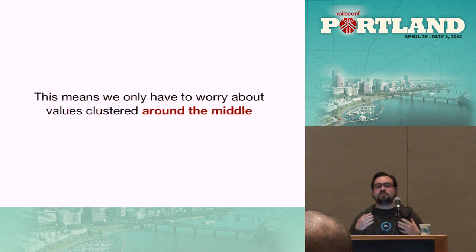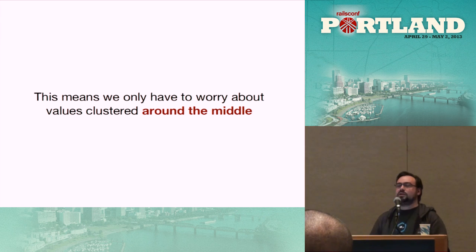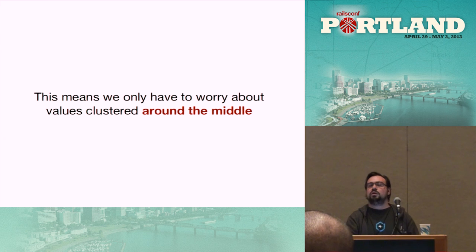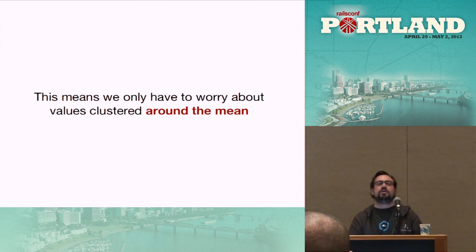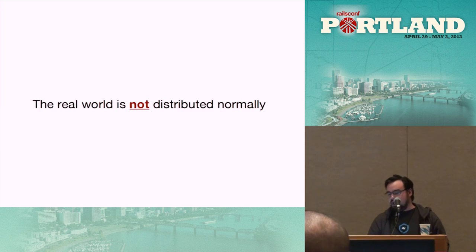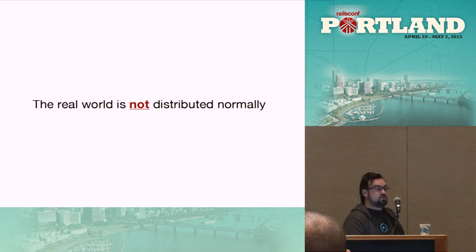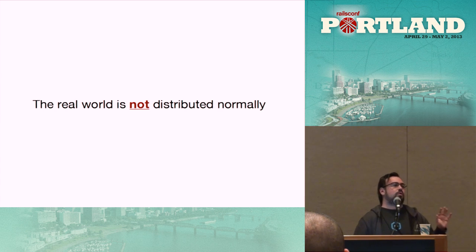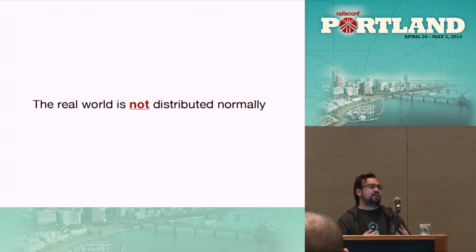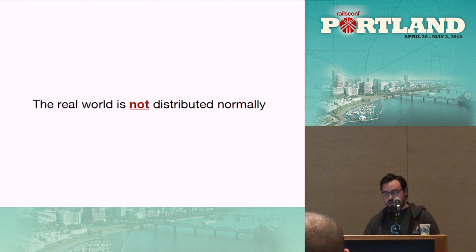Again, I think what this makes you feel like is we only have to worry about values that are clustered around the middle. And some approximation of that is we only have to worry about values that are clustered around the mean. So we rely a lot on tools that give us mean averages, and we start to feel comfortable with this gut intuition that it's okay, we only have to worry about values clustered around the middle. Like I said, unfortunately, the world largely is not distributed normally at all. So for the most part, the thing that I just told you about what our intuition says is completely wrong.